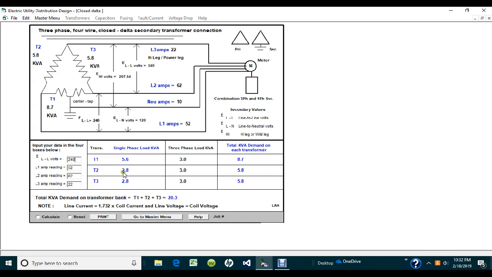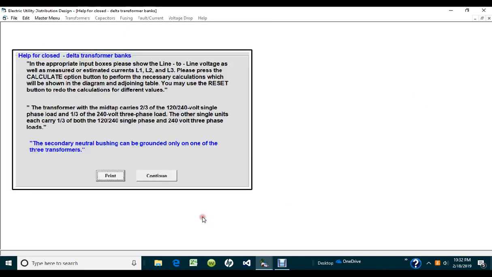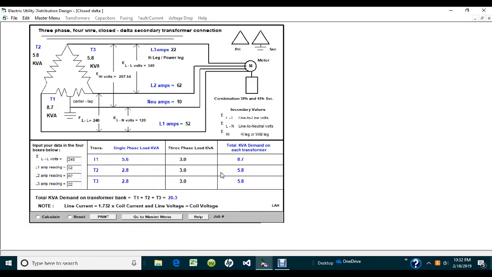So anyway, that's it. I do have a little help note here, and it's straight from a GE manual. Most people have probably seen a little GE distribution manual, that little handbook that they put out. That's where this note comes into play, and it talks about the loading on the bank itself. Okay, well, that should do it.